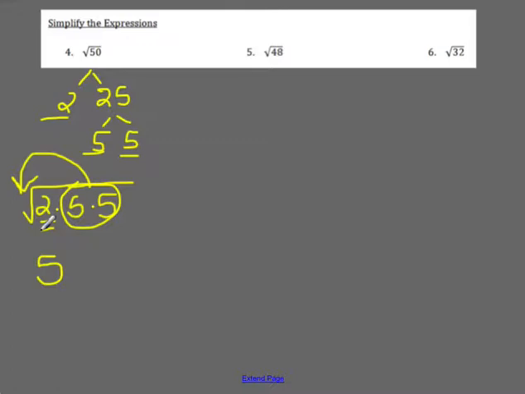Now what you'll notice is that when I broke this pair out of the radical, whenever you break out of the radical, the pair becomes one. So because I took this pair of 5s out of the radical, it's just going to be written as 5. It's not going to be written as 5 times 5.